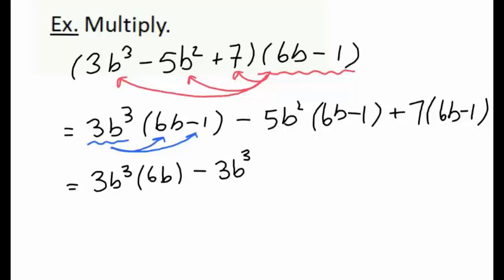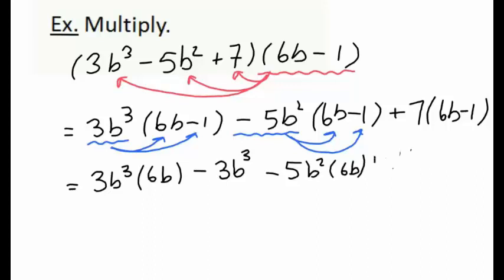Our second distribution, we will distribute the negative 5b squared into 6b and into minus 1. So when we do that, we will get negative 5b squared times 6b and negative 5b squared times minus 1. This will be plus 5b squared. And finally, we have one last distribution to do. That's going to be our 7 into 6b and into minus 1. When we do that, we will have plus 7 times 6b and plus 7 times negative 1. That'll give us negative 7.